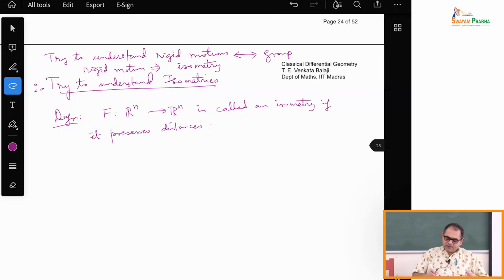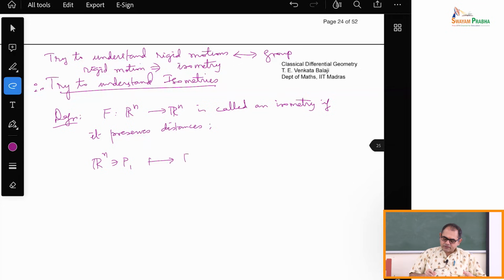So basically, what does that mean? You take in Rn 2 points P1 and P2. You take a point P1 in Rn, and then you send it to F of P1. This is another point in Rn. Similarly, you have another point P2 in Rn, and you are sending it to F of P2 by this map.